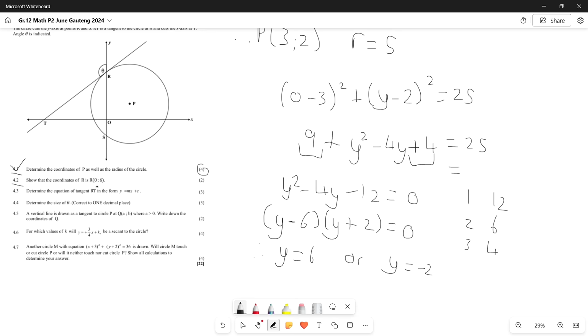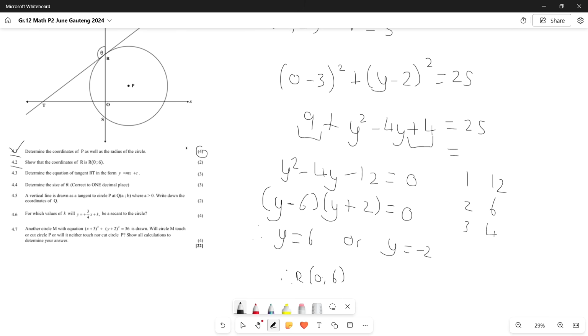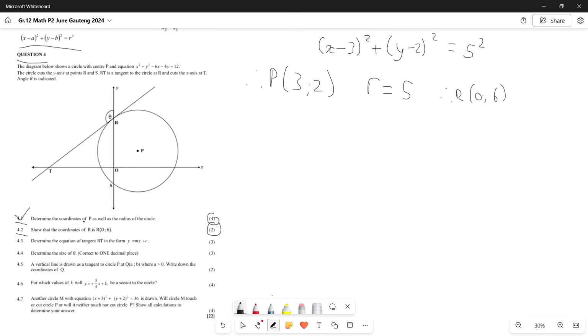That means show that the coordinates of r are 0 and 6. We're therefore going to write r is (0; 6), and that would earn us 2 marks over there. And if we were unable to solve r, we would just use this value that was given in the next question, because they usually give a question like this in order to use this answer in the next question.